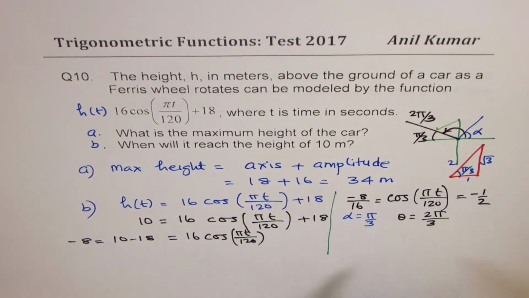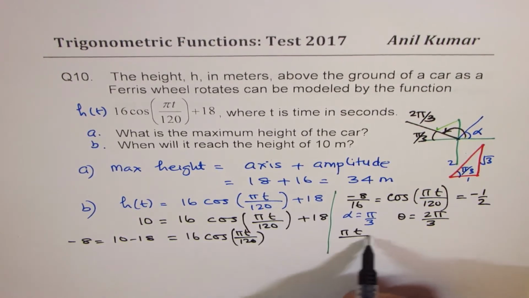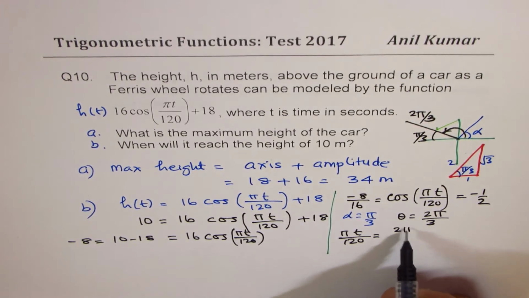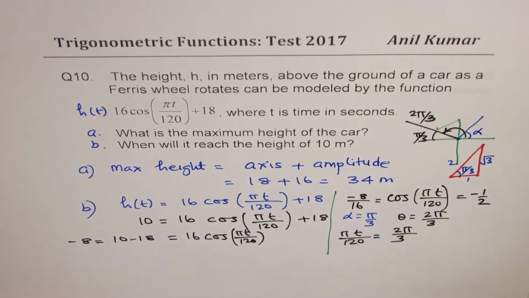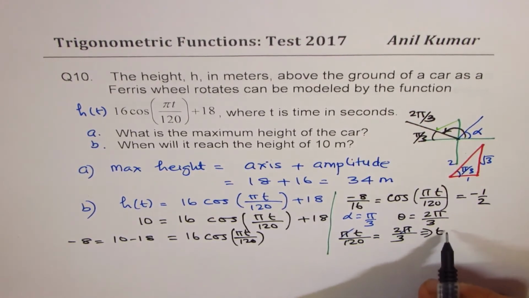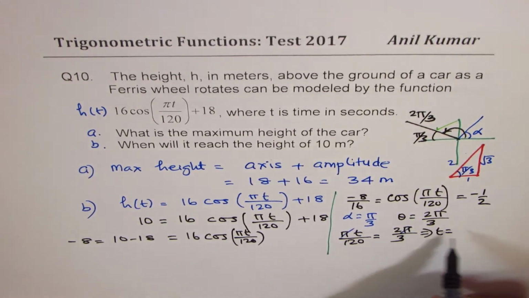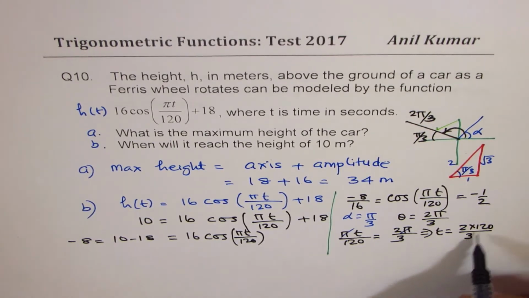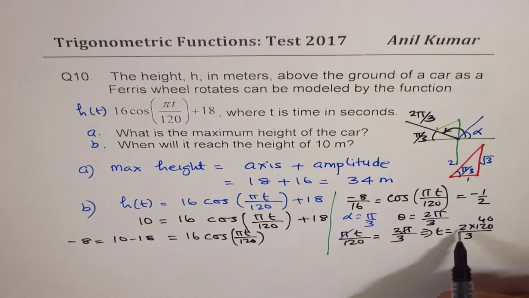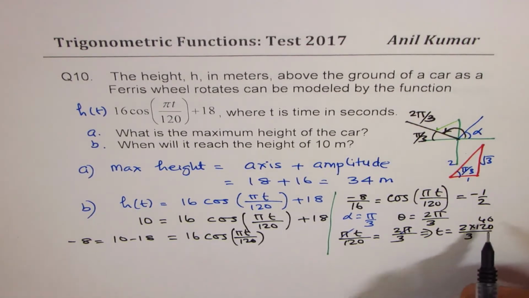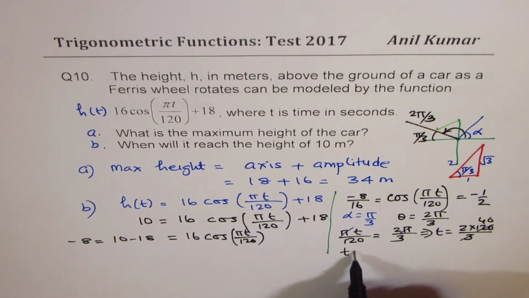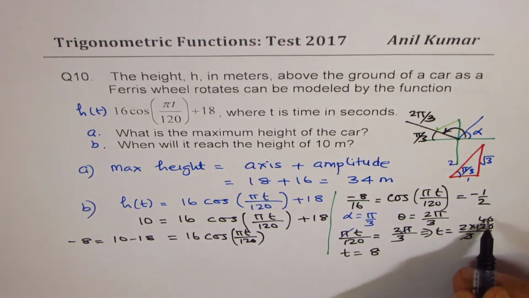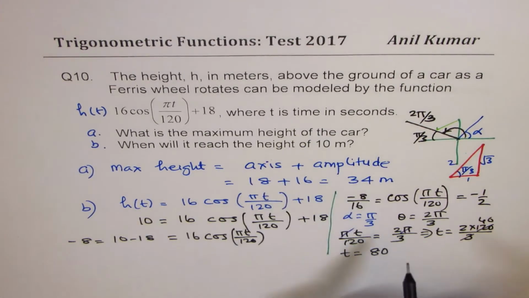So we have this equation. We can write this as pi t over 120 equals 2 pi by 3. You could simplify this. Pi and pi cancel. And that gives you the time t as equal to 2 times 120 divided by 3, correct? So that goes 40 times 2 as 80, right? So t equals 40 times 2 as 80, and it is in seconds, right?